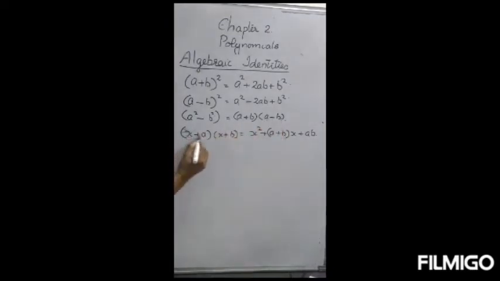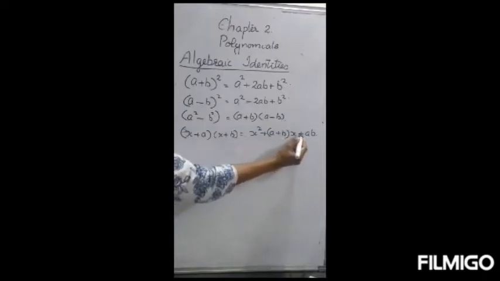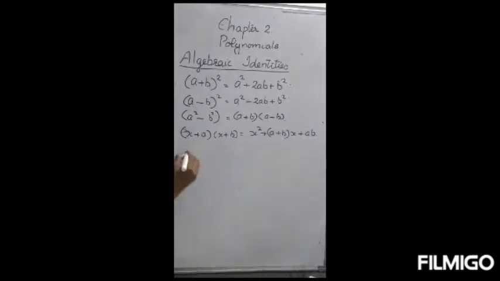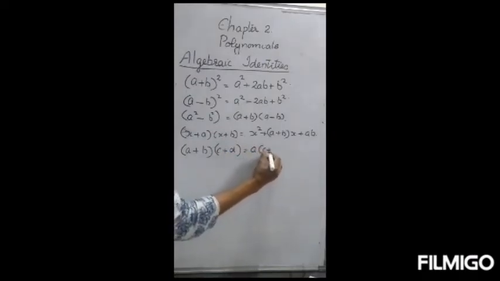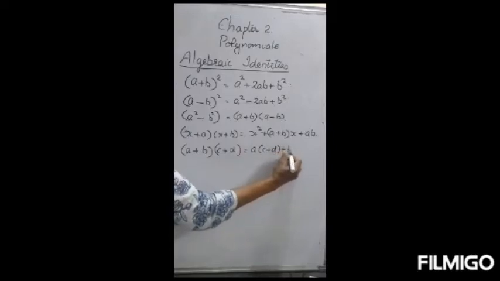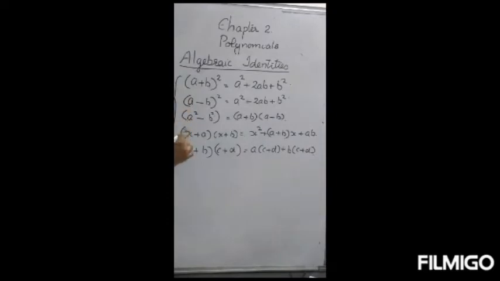Now the last one, (x + a)(x + b) = x² + (a + b)x + ab. One more, (a + b)(c + d) = a(c + d) + b(c + d). All these four identities come from this last identity. Let us check that one.